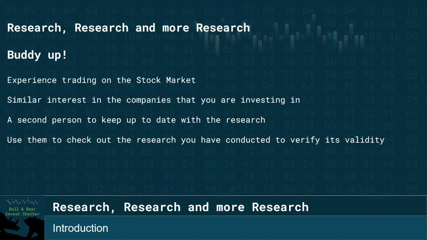As we've mentioned before, researching and maintaining up-to-date information with the company which you're invested in can be a full-time topic. We strongly recommend buddying up with somebody who perhaps knows the stock market a little more or shares a similar interest in the companies which you look to invest in. Not only is this a second person to keep up to date with all the information being released about the company and its developments, but it's also another person who you can use to cross-reference the information that you've found to check its validity.